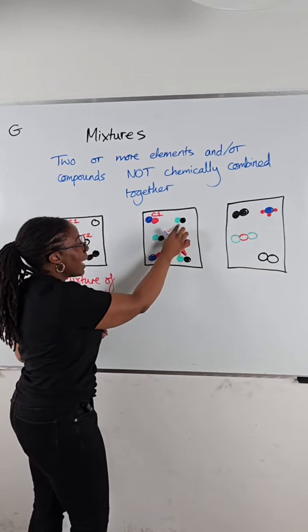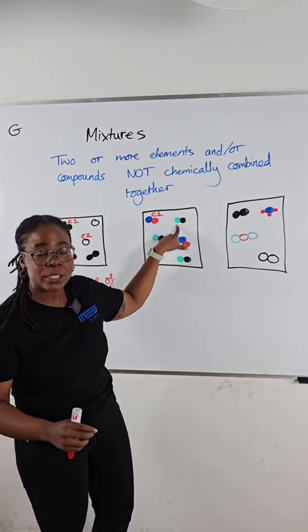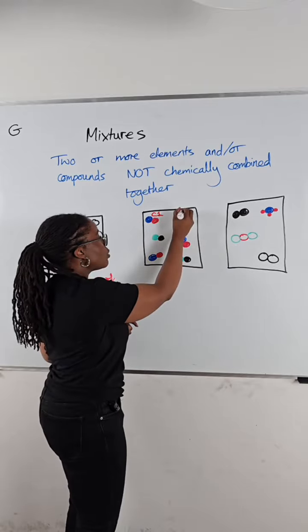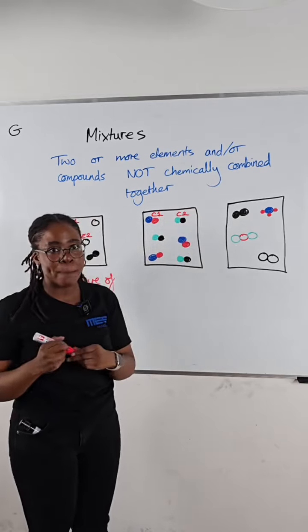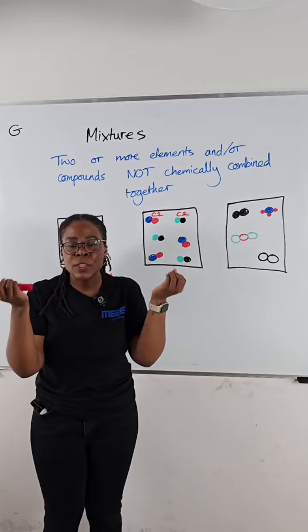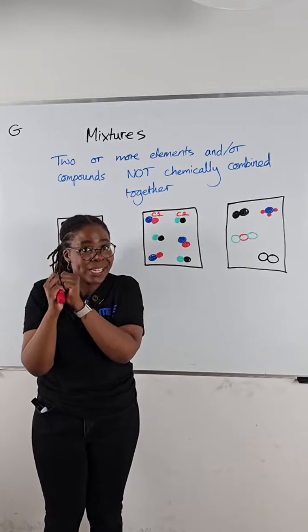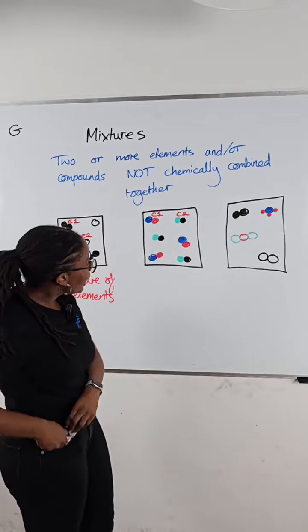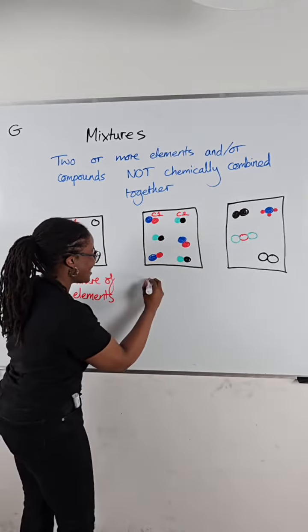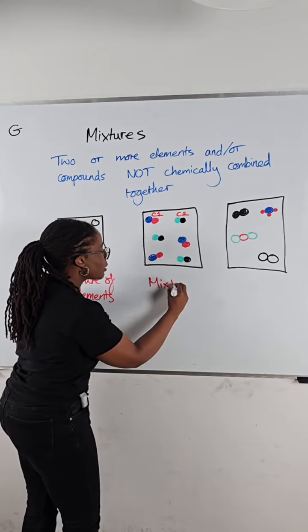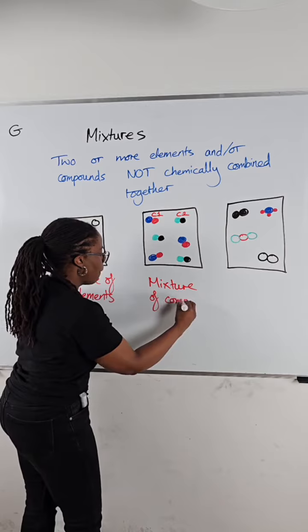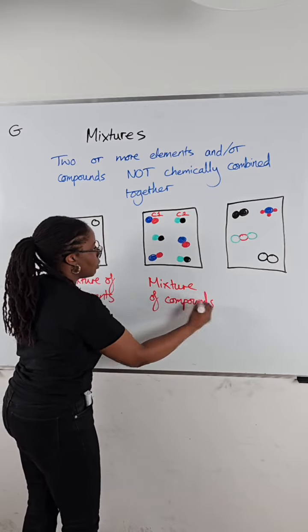And then the green and the black, also two different types of atom, two different elements chemically bonded together. So this is also a compound. So I'll call that compound two. Now, compound one and compound two, they're existing within the same space, but they are not joined together chemically, meaning that this is still also a mixture. More specifically, this is a mixture of compounds, compound one and compound two.